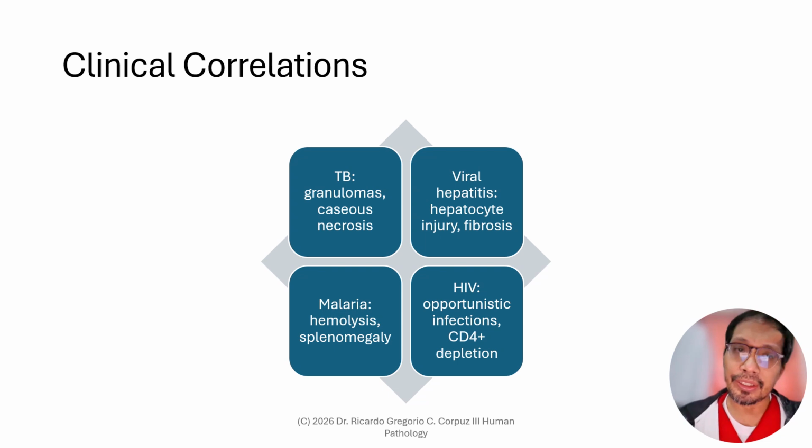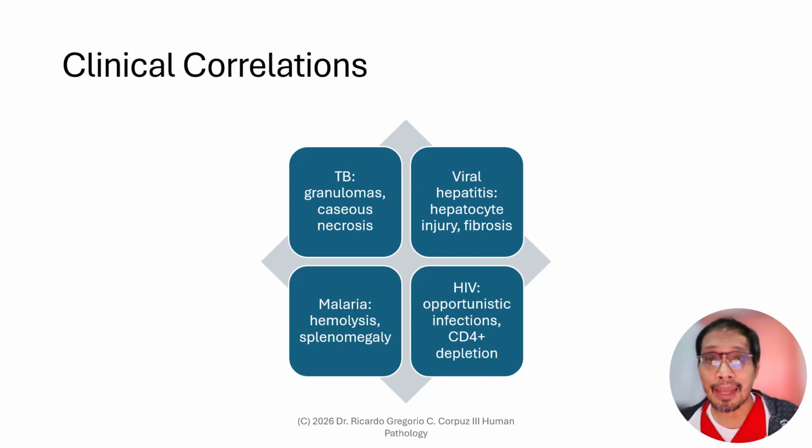Clinical correlation. This slide ties together everything we discussed by showing how specific pathogens produce characteristic patterns of injury and clinical manifestation. Each example illustrates the link between mechanism, tissue response, and clinical disease, which is the core of pathology reasoning. Number one, tuberculosis: granulomas and caseous necrosis.